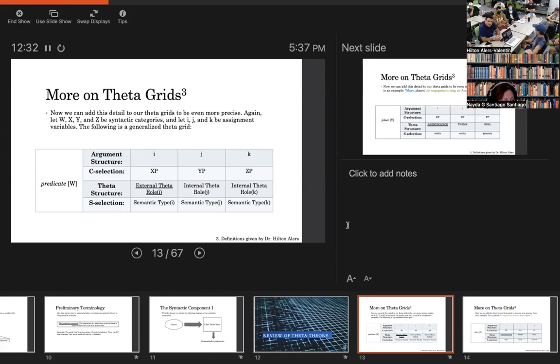We have what is called C selection. This is selecting the specific type of phrase, right? Category selection. Yeah, the syntactic category, right?